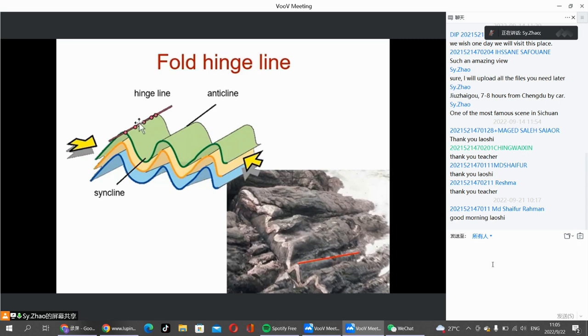And the hinge line joins all the points of equal curvature on the fold surface. For example, the hinge line of the folds in the lower right photo should be like this. And the hinge line could be horizontal, and it could also be inclined.